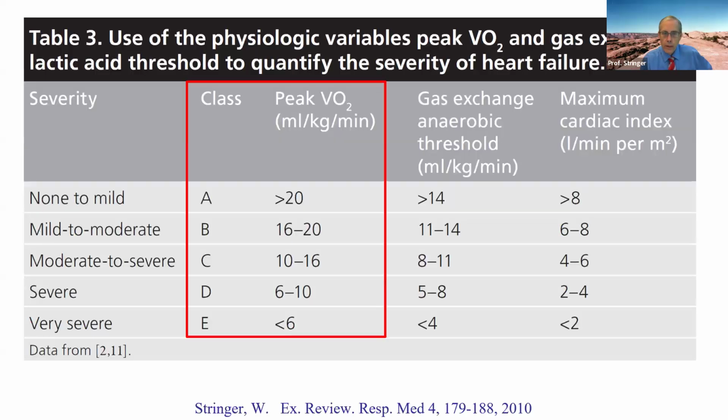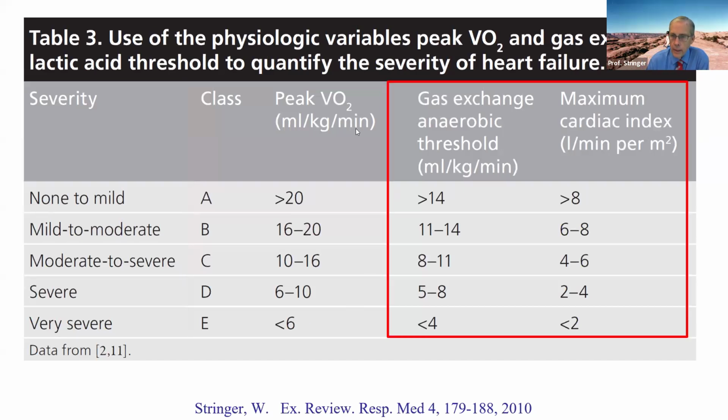But you can actually quantify on CPET the class of heart failure from none, which is greater than 20 mils, all the way down to severe, which is less than 10, or very severe, less than 6. And so that can be done either with the peak oxygen uptake, and it can also be done by measuring the cardiac output, but it also could be done by the size of the anaerobic threshold. So above 14 is considered normal, less than 4 is very severe heart failure. So these are ways to classify heart failure based on oxygen uptake.